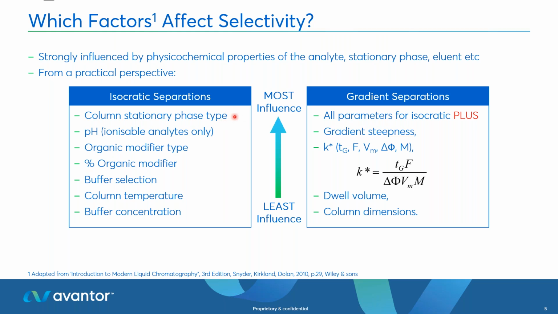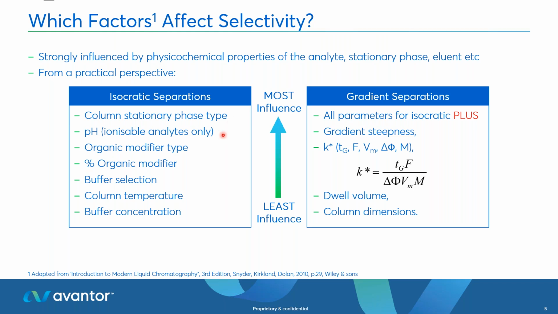So the biggest way to change selectivity in your chromatographic method is to change the column stationary phase. I am not really going to talk about that today. I'm going to talk about that next time. I'll have a quick preview, a couple of slides, but generally that is the biggest way to change your selectivity.